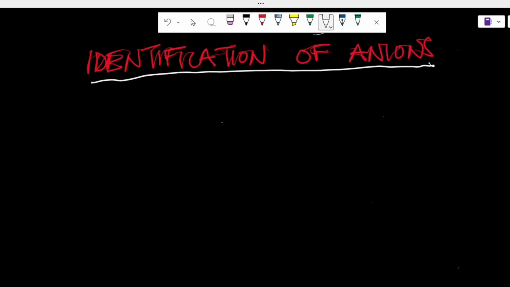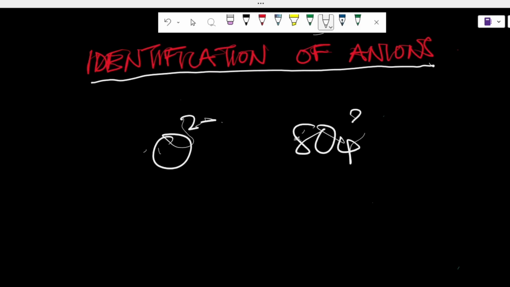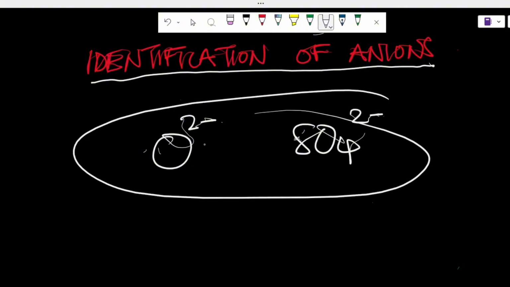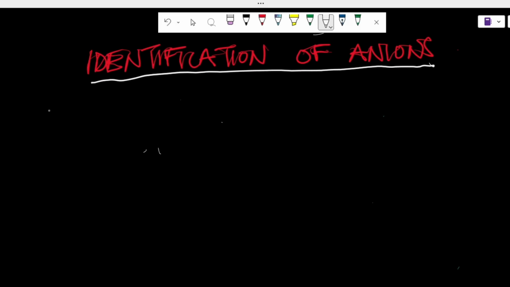Now, we can also look at the identification of anions. And these are negatively charged ions like oxide ions, or you can have sulfate ions, and so on. So these are some of the examples of anions. These are negatively charged ions. So how can you identify these? Well, we'll first look at the common anions. And the first one will be the carbonate ions. So how do you identify the carbonate anions?